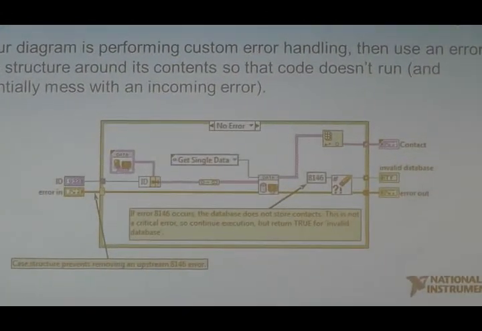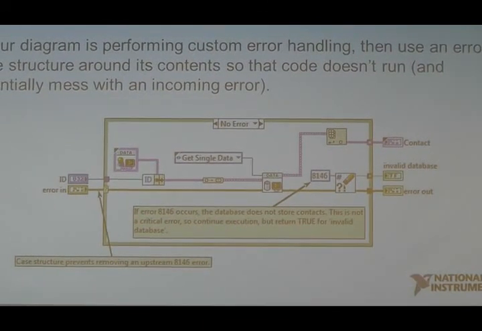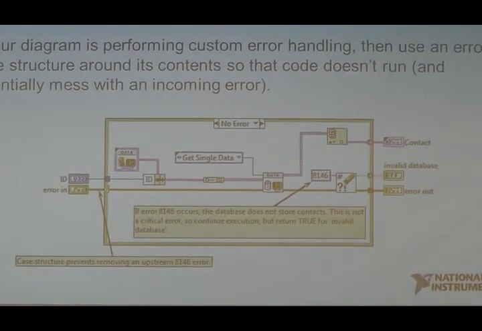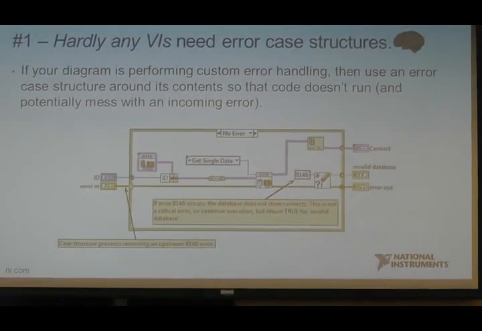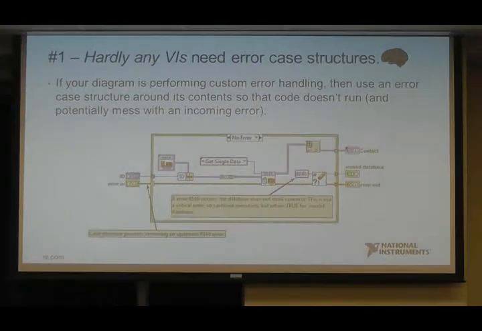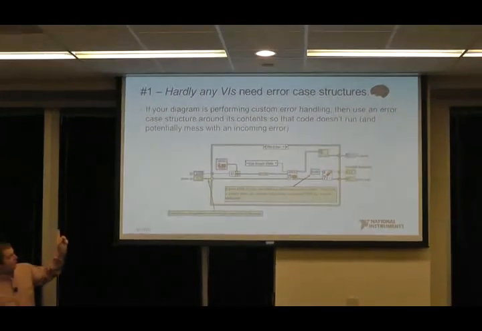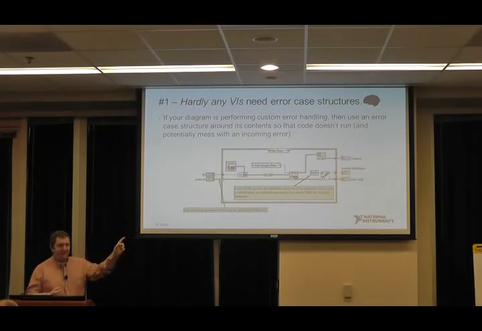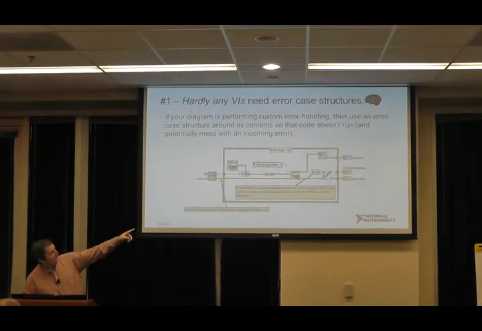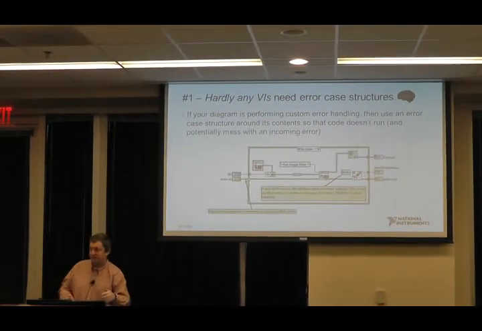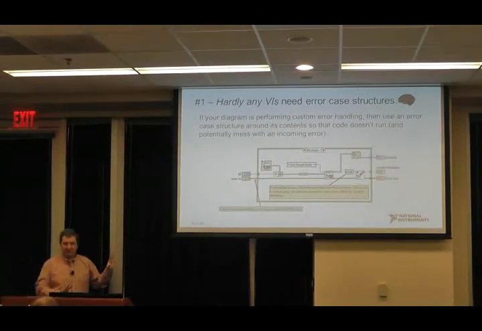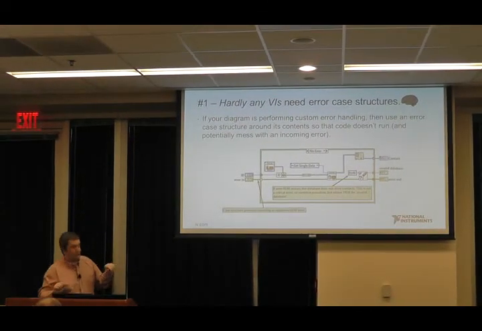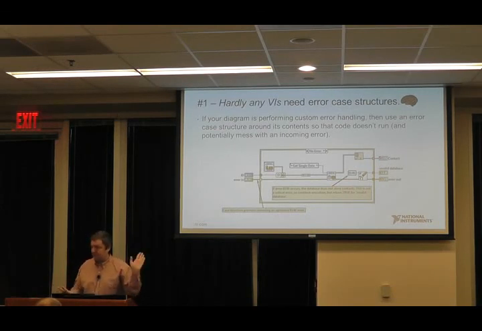And so you can see in this diagram here, we're actually checking for a specific error to see if our database is valid for something. We're using the clear errors function with the input that we added a few versions back to tell us if that error happened. Well, if there's an error 8146 coming into this code, then that clear errors is going to think that we have an invalid database when really something happened upstream that's screwing stuff up. So we don't want to mess with our custom error handling in this VI, so we're going to wrap its diagram with an error case structure. This is the time, in my opinion, when it's okay to have an error case structure.